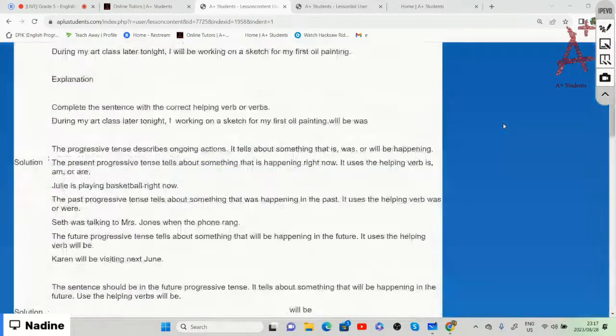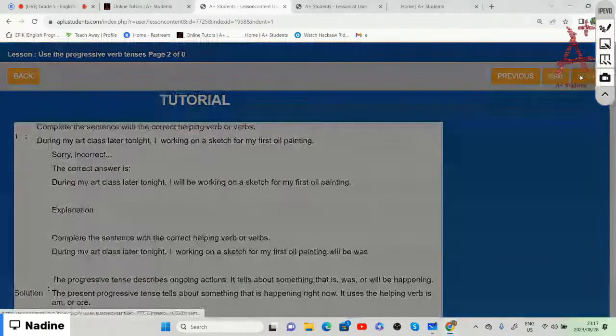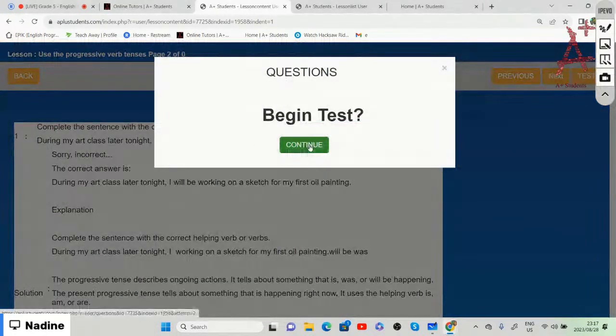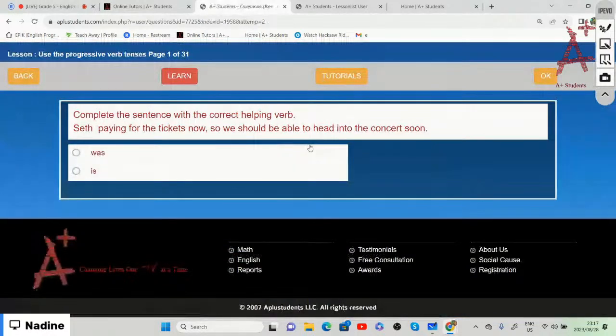All right. So now let's go to our test. We are now going to begin our test, and we're going to use the progressive verb tenses. We need to complete the sentence with the correct helping verb. The words are given, which is either was or is, and we need to choose the correct helping verb in order to complete the sentence.